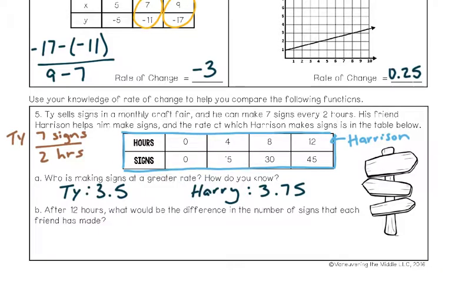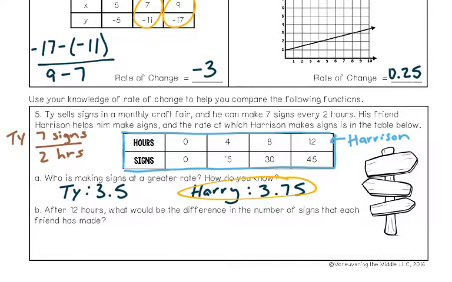The way I did this is looked at how many signs they could make per 1 hour. Harrison has a rate of 3.75 versus Ty's 3.5. That's the slope. Or in this case, you could even call that the unit rate, because this relationship is proportional. 7 divided by 2 is 3.5. 15 divided by 4 is 3.75. You could have also pulled points from your table and used the slope formula.